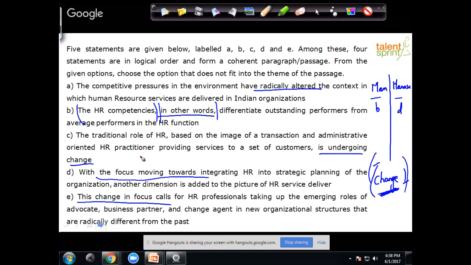So you can clearly, even if you don't identify this change and look for all the other sentences which are talking about change, if you had just paid attention to this hint phrase, in other words, it's a descriptive clue phrase, which is explaining to me HR competencies. So there is no other sentence talking about HR competencies. So this is the one that is odd. This is the one that is standing out, which is not in connection with the other four sentences, which are making reference to some changes happening in the HR services. And that is your odd one out.